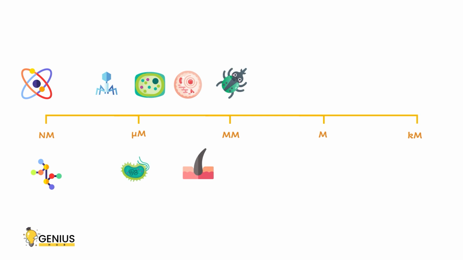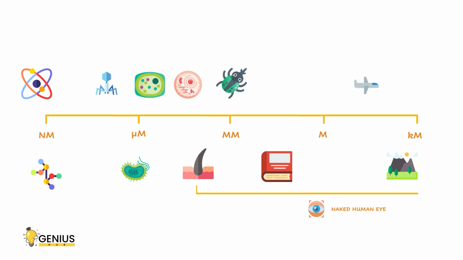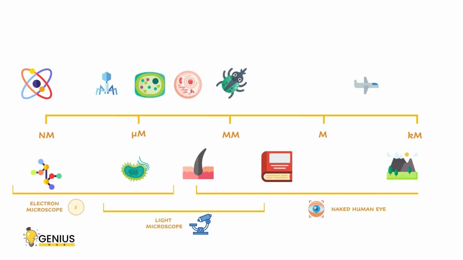Larger familiar objects include insects, books, planes, and mountains. The human eye, unaided, can distinguish objects down to about 100 micrometers in size. This means the thinnest thing visible is roughly the width of a human hair. With a standard classroom microscope, you can see objects as small as 500 nanometers. Electron microscopes, however, allow us to view objects as tiny as 0.1 nanometers.